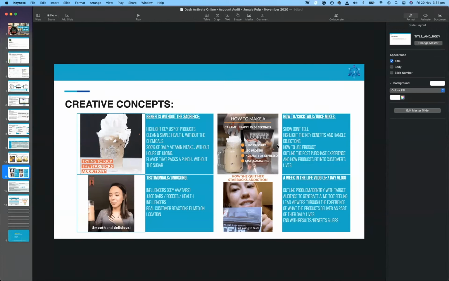How-to type of content. All your products are there to make awesome desserts or awesome cocktails. Let's show people exactly what goes into a passion fruit margarita, how your product fits into that, and how to make that at home.